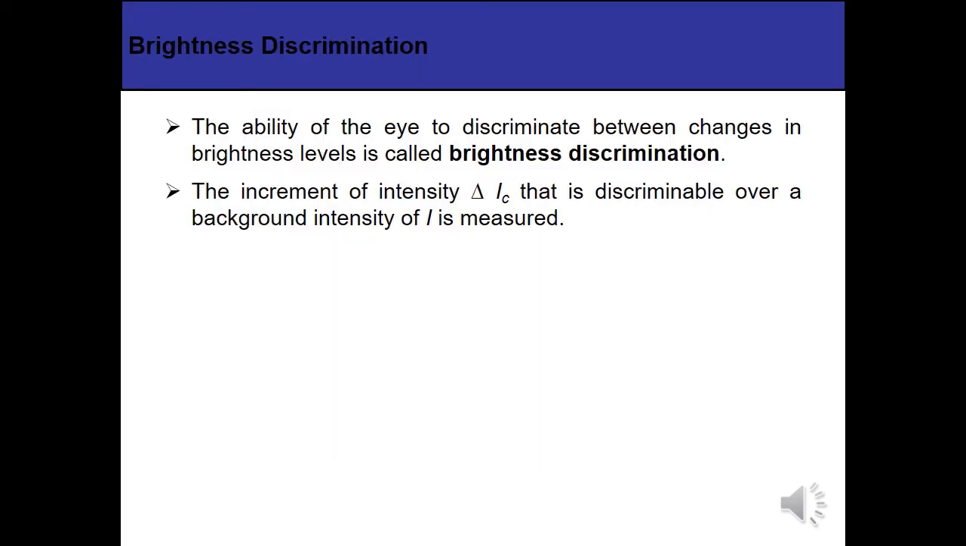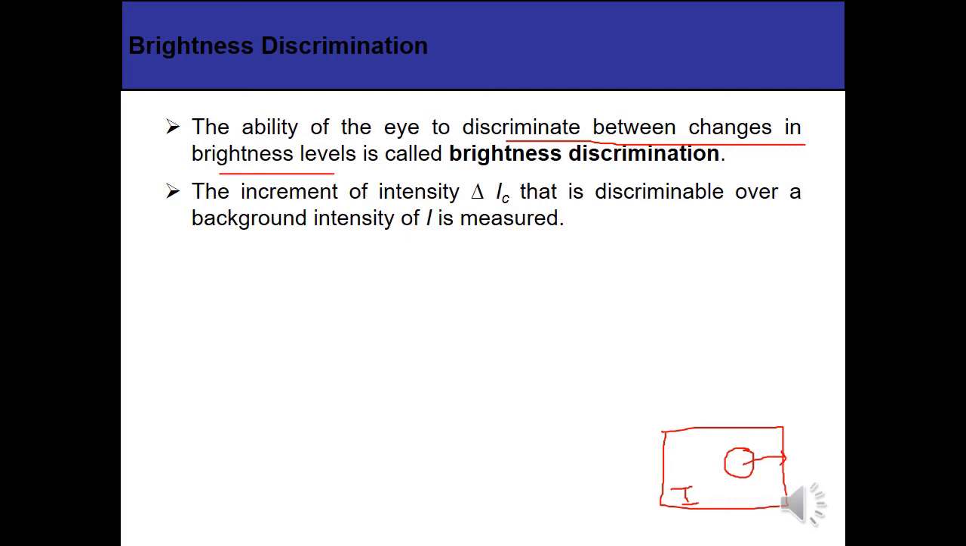Next is brightness discrimination. Brightness discrimination is the ability of the eye to discriminate between changes in the brightness level. The increment of intensity, delta I, that is discriminable over a background intensity I is measured. How is it done? Let us take an image. This is the image I. Out of this image, let us take a small section; we say that a small circle is taken.